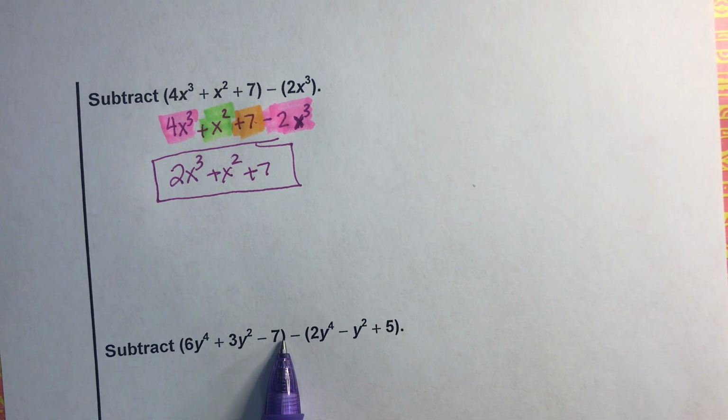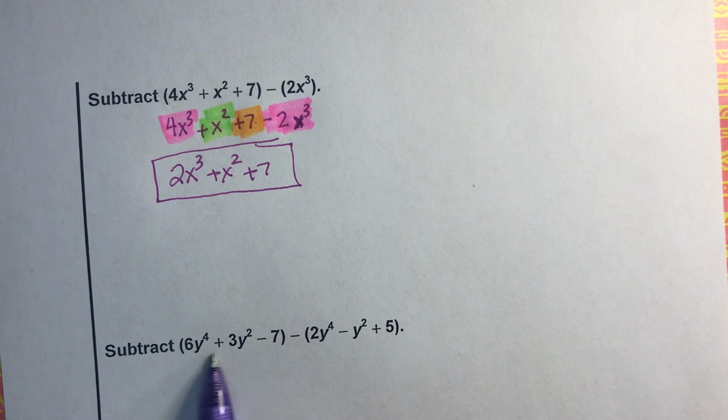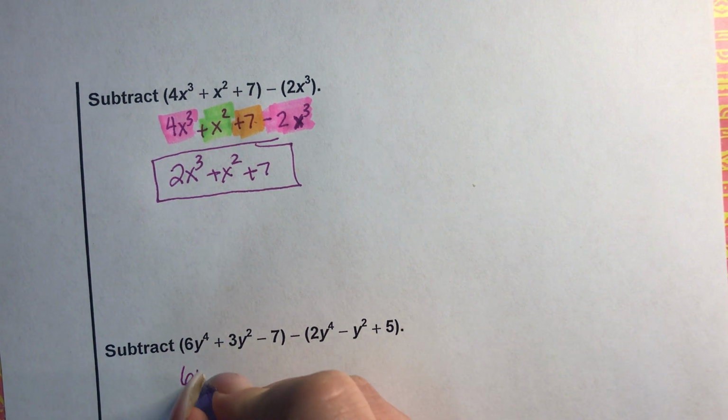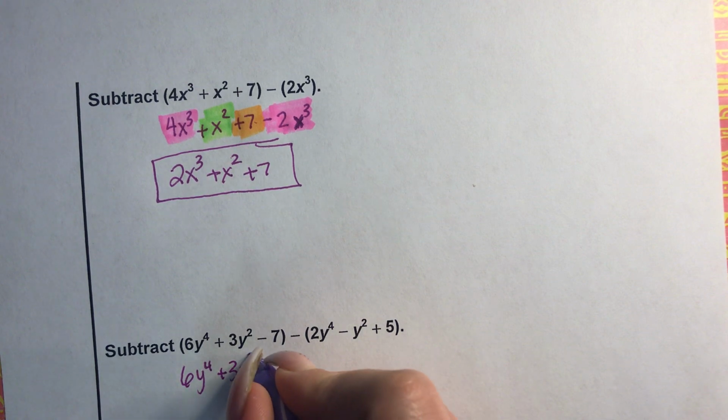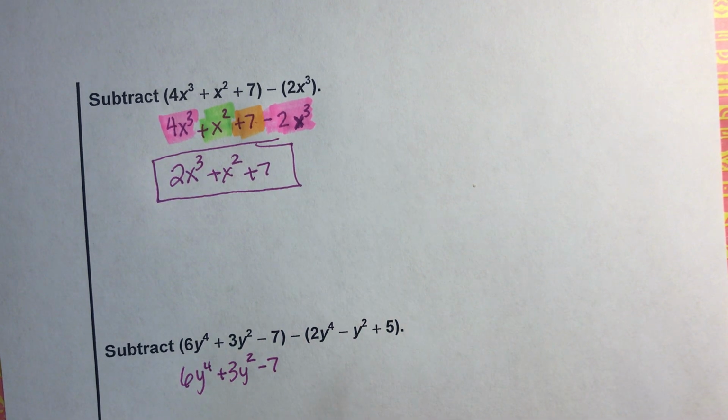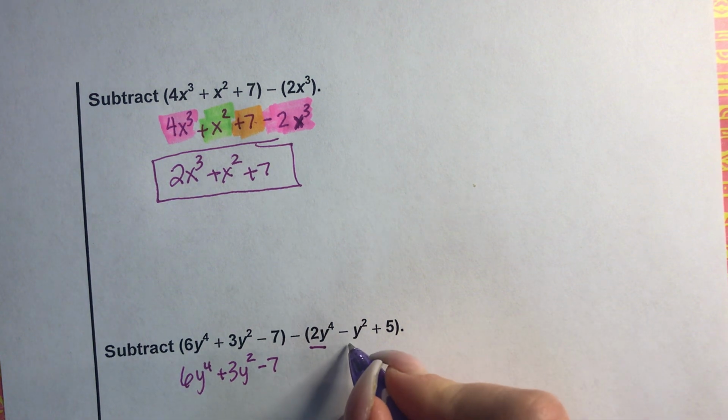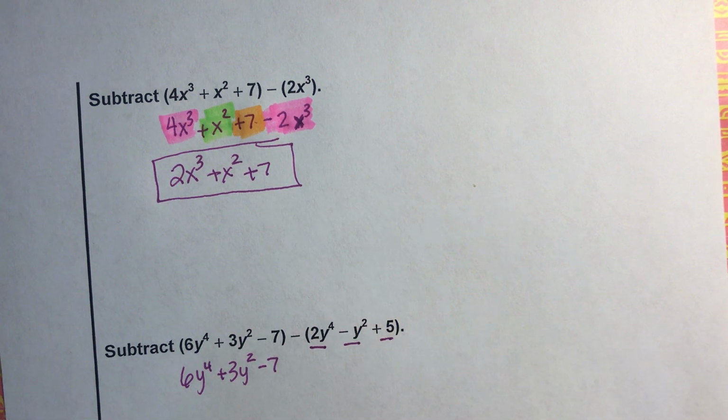Okay, so I'm looking at this first group. The parentheses establish that it's a group. There's no number on the outside of the parentheses, so that means we can drop the parentheses. So we have 6y to the 4th plus 3y squared minus 7. But oh wait, here we have a negative sign. So we have to distribute this negative to every single thing. This thing, and this thing inside. So we have to distribute it 3 times.